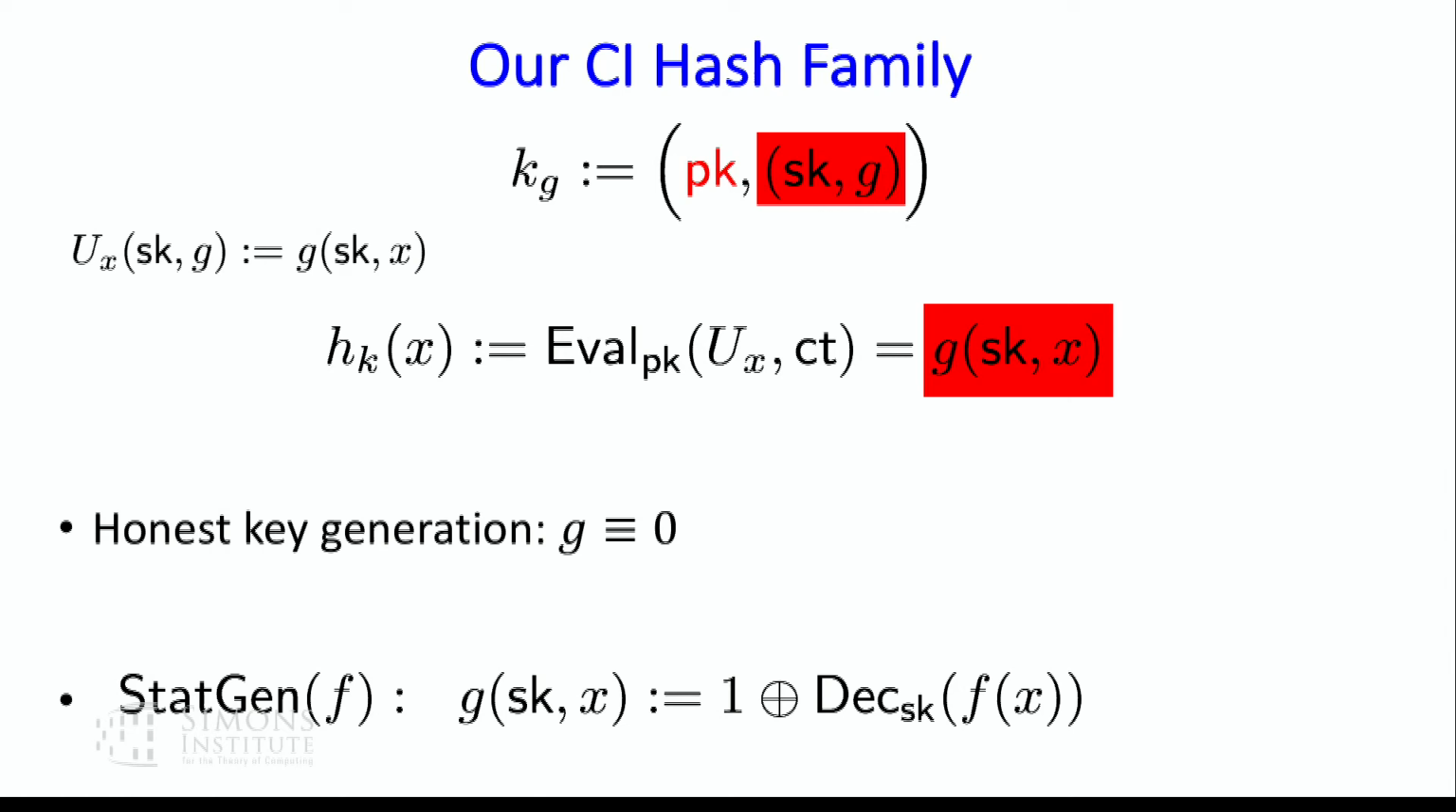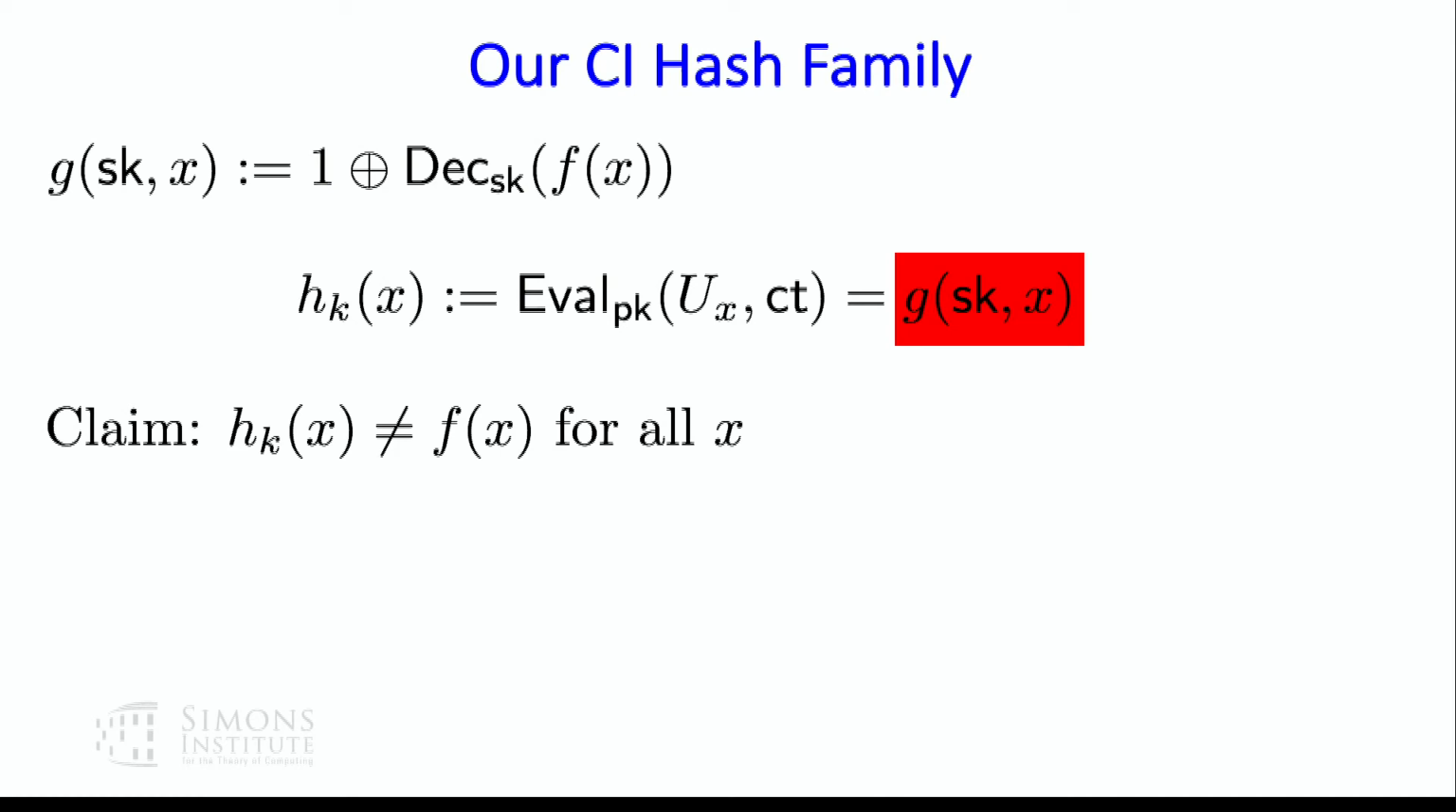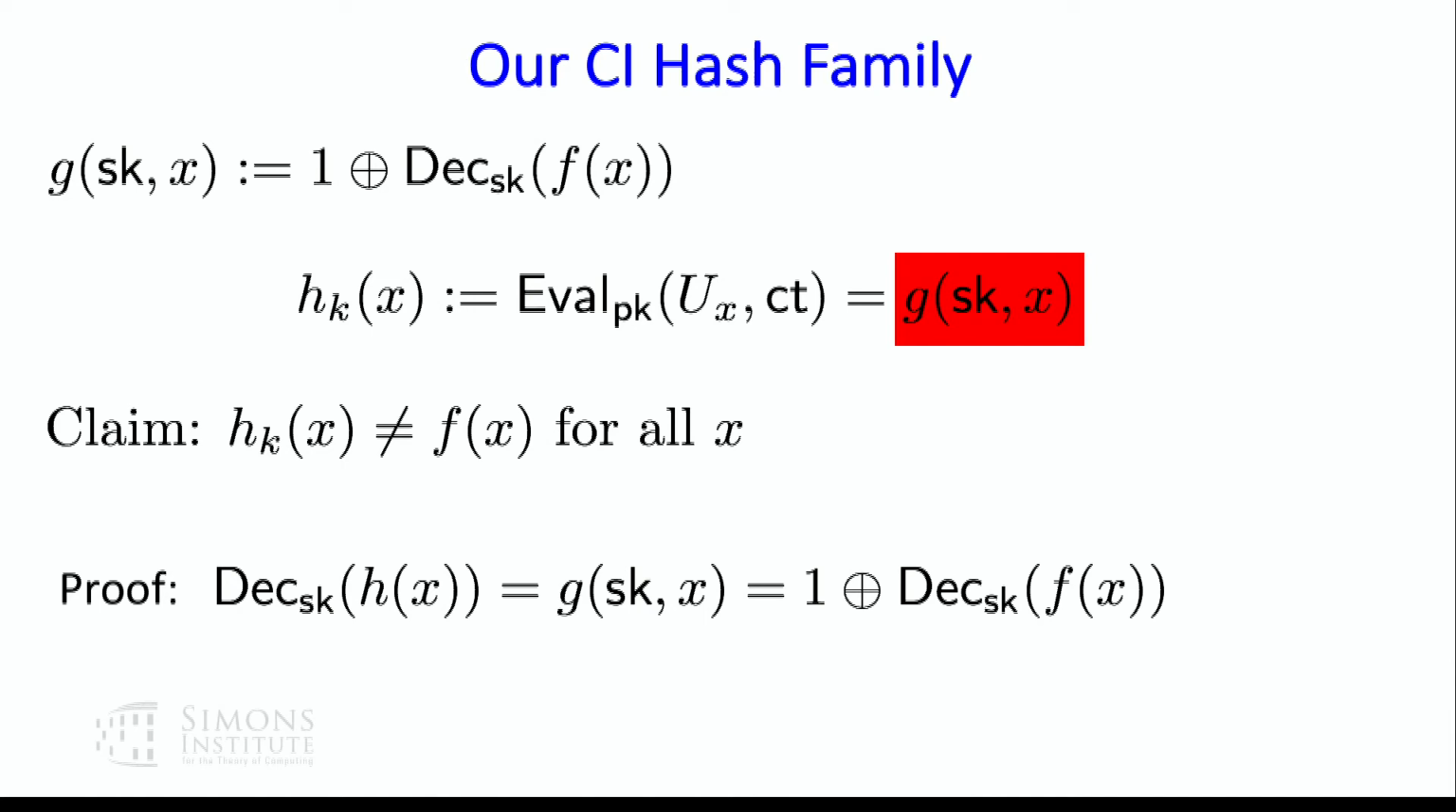So all that's left to show is that if you generate keys using a function f, the resulting hash function is correlation intractable for f. What this means is that I want to say the hash of x is never equal to f of x. But here's why. If you decrypt hash of x, necessarily you get this evaluated function by correctness of homomorphic evaluation. And this function I literally set up to be 1 plus decryption of f of x. So that means that it's definitely not equal to decryption of f of x, right? So hash of x and f of x decrypt to opposite plaintexts, so they can't be equal. And that's it. That's the whole proof.